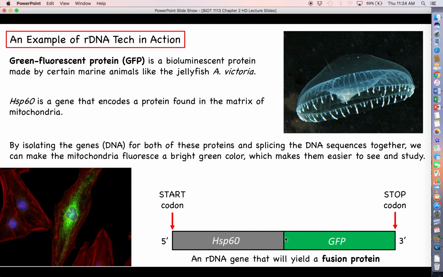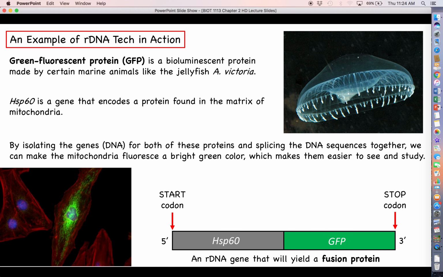It ordinarily would have reached a stop codon right here, but because we removed the stop codon and replaced it with the sequence for GFP, it continues attaching amino acids to the growing HSP60, and now it's starting to make green fluorescent protein. And it will continue doing so until it reaches the natural stop codon at the end of GFP. So what we have produced here is the HSP60 protein that is attached to the green fluorescent protein. We call this a fusion protein.